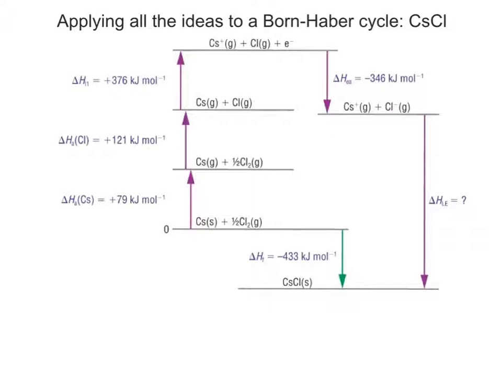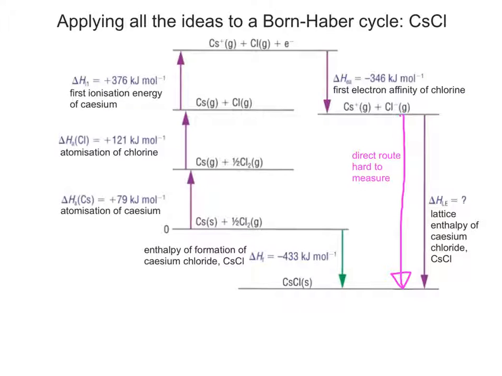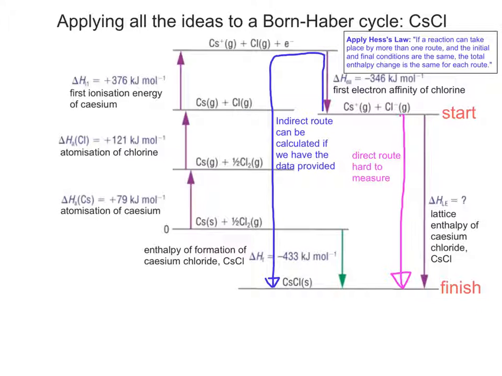So let's look at another group 1 chloride, cesium chloride. Cesium is in the same group as sodium. So we've got all of the different processes lined up in the correct order. So the problem is that it's very difficult to measure the direct route. To measure lattice enthalpy directly is impossible, essentially. So what you've got to do is apply Hess's law. So because we've got all this data for each stage of that indirect route, then we can actually use the indirect route to calculate the lattice enthalpy.